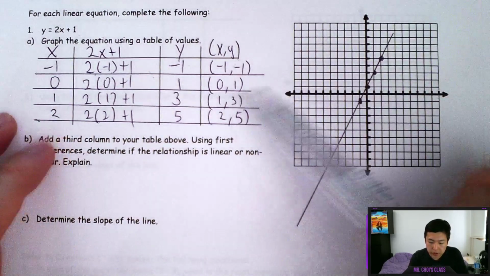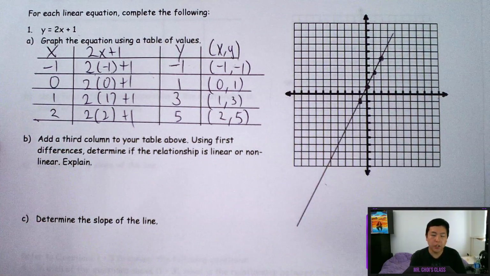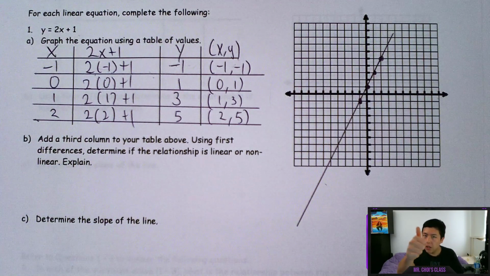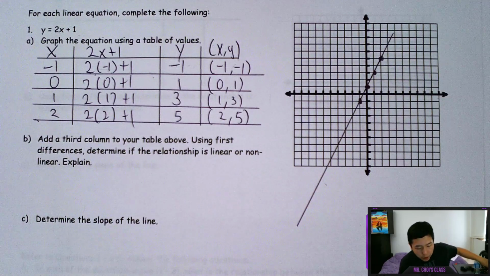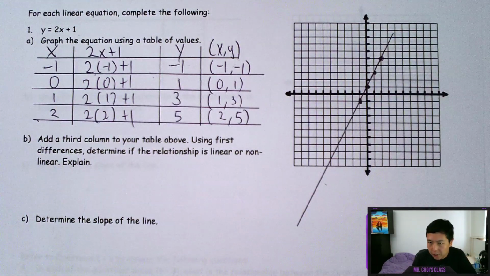So it asks us to graph it. If you have this and you're understanding, oh, Mr. Choi, I get it, I know how to do the table of values and I know how to graph it, very good job. Now for part 2, we can see it's linear, but let's double check.